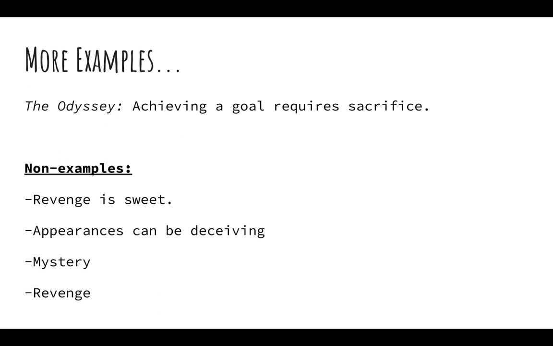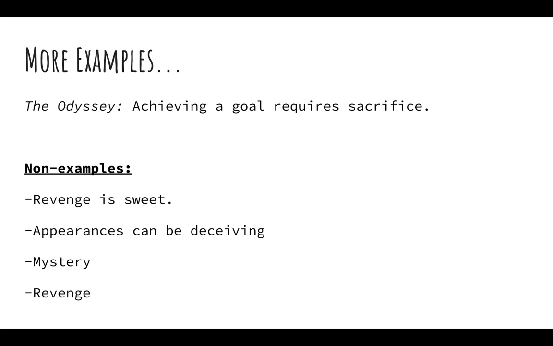Mystery, that's a genre. I see a lot of students who put the genre as the theme. Genre is never theme. You can't have romance as your theme. You can't have horror as your theme. Okay. And my last non-example is revenge. And the problem with this is that, again, it is just a topic. We need what the author teaches us about that topic to make it a theme.